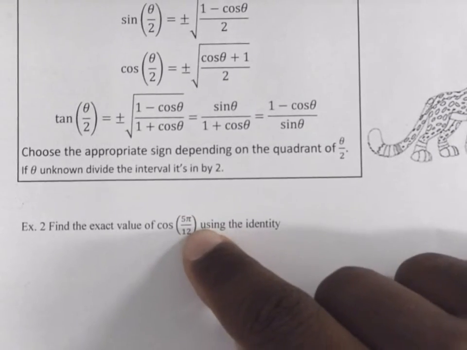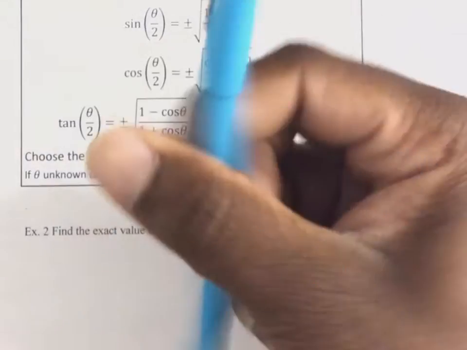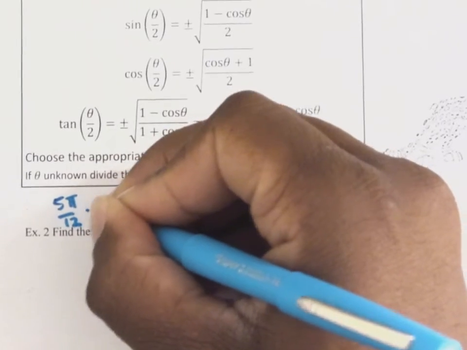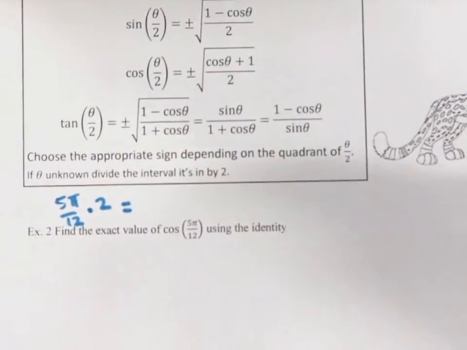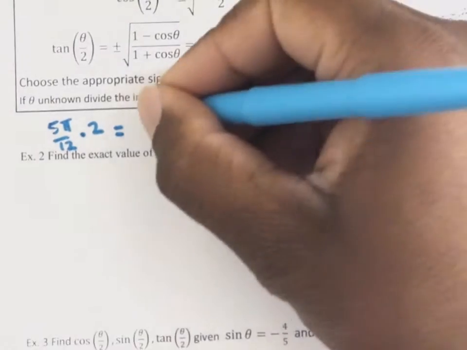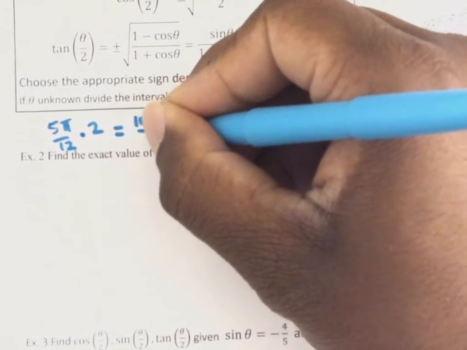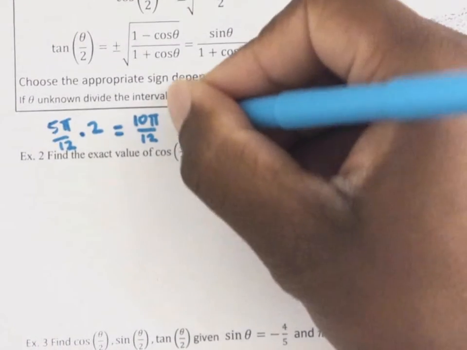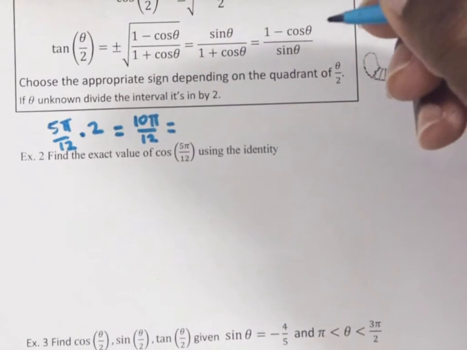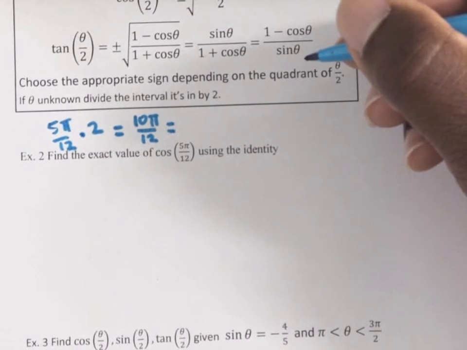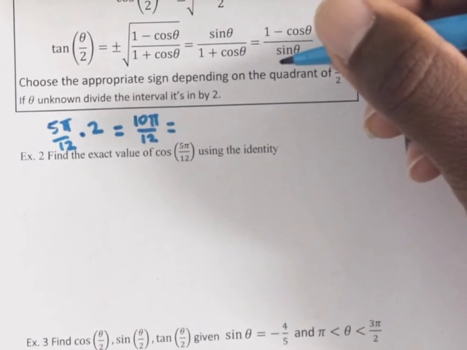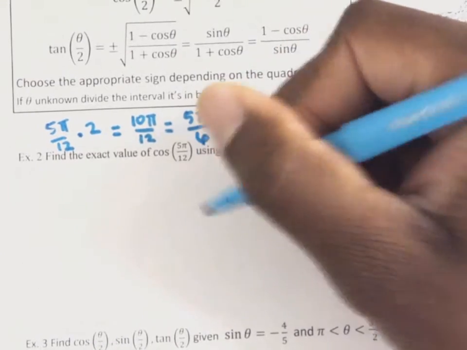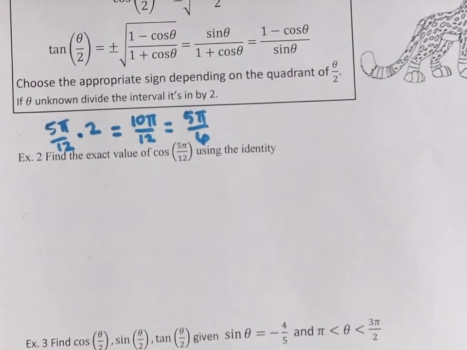So we want an angle that's twice as big as this angle. So I'll do 5 pi over 12 times 2. What does that give me on the top? 10 pi over 12. Can I reduce that? I think they both have a common multiple of 2. So 10 divided by 2 is 5 pi over 6. Do we know where that's at? It's on there somewhere.